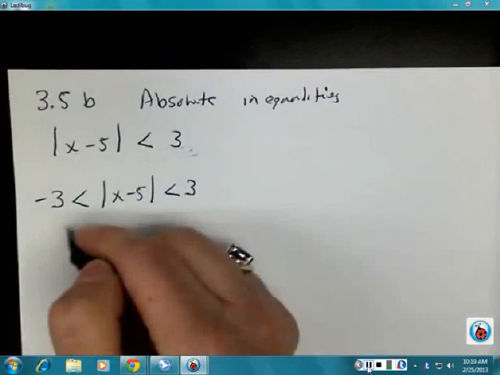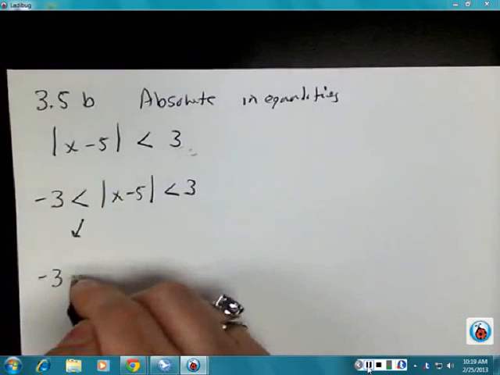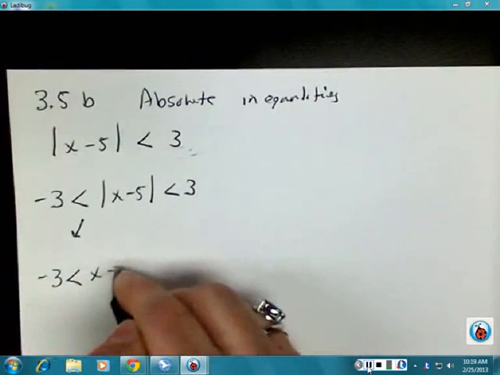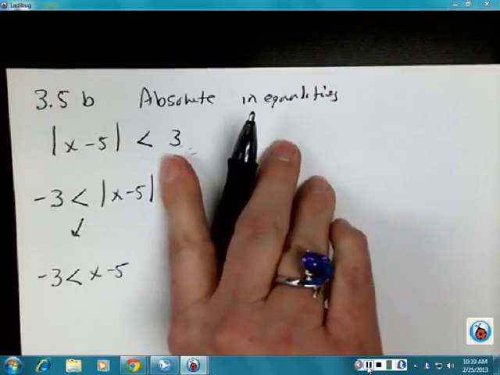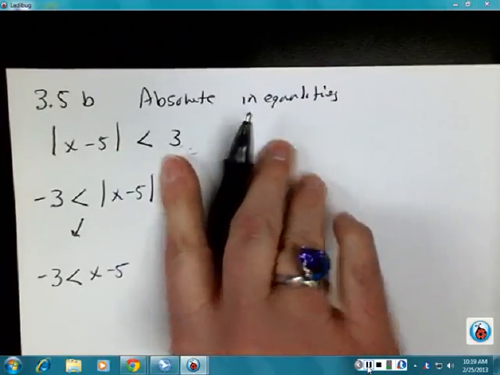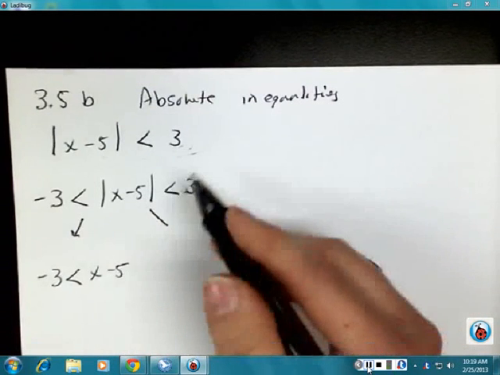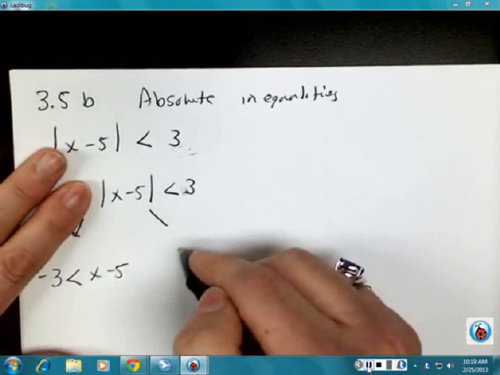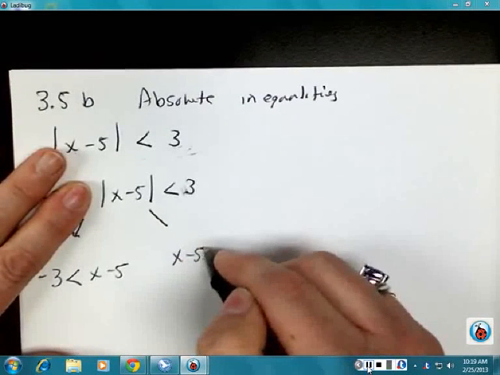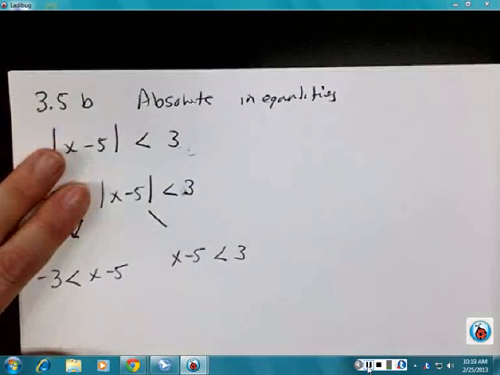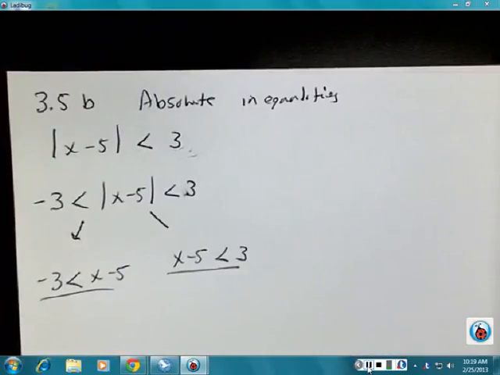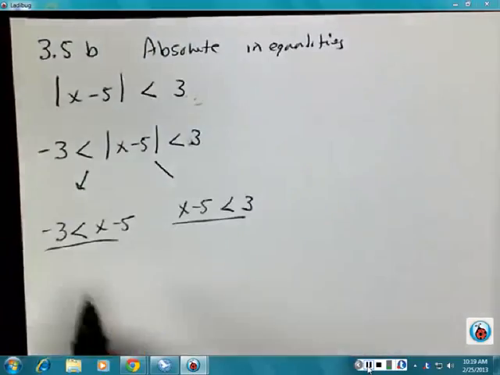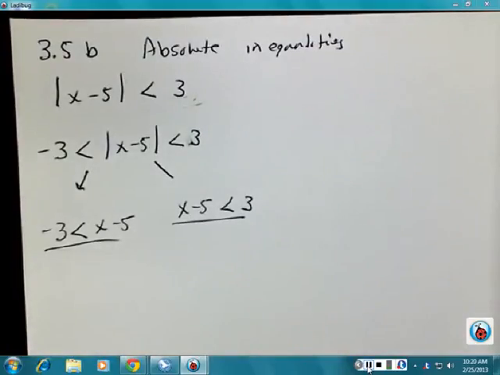Now realize the first piece is negative 3 is less than x minus 5. So I'm looking at that part. We okay with that part? The second equation is the last piece, which is x minus 5 is less than 3. These two are my two sections, or my two pieces, that I use to solve this. So I've got two pieces coming out of here. You okay with that part? Okay, got it.